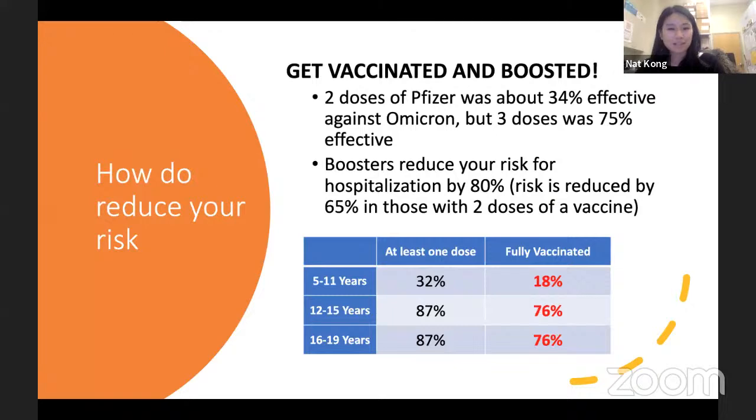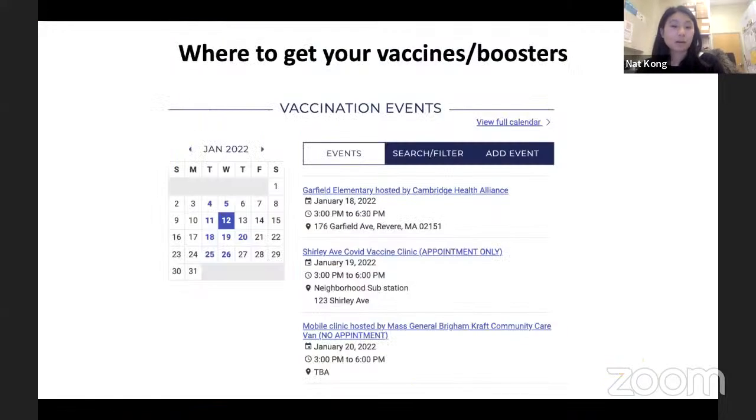I also wanted to point out in this slide that we also have vaccine events coming up. revere.org/vaccine is where you can get all this information. I just pulled up next week's calendar events here, and you can see there's many vaccine opportunities hosted at various places, one at the Garfield Elementary School, one on Shirley Ave, and another mobile clinic happening with the MGB Community Care Van. These are all happening next week after school hours. So I hope you all take the opportunity to do that, to get boosted, or to get a vaccine.